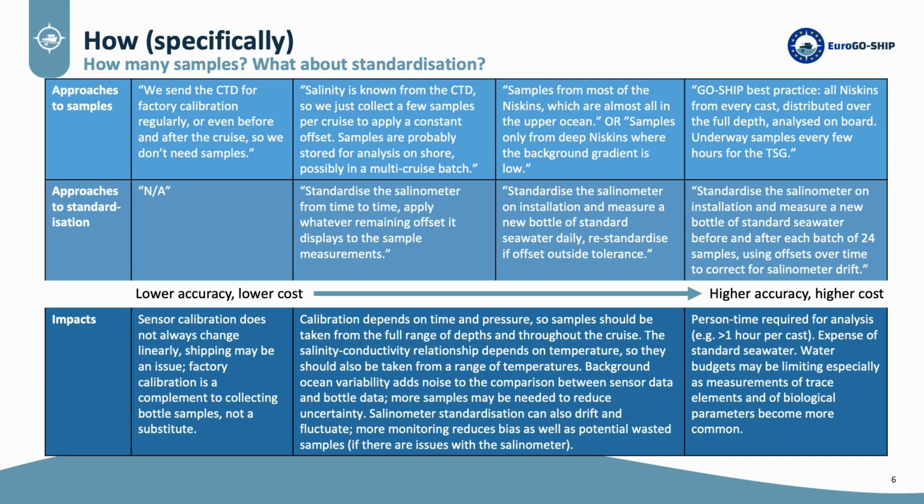This can give very high quality, low uncertainty data, but it is expensive in terms of buying standard seawater. It takes quite a bit of someone's time to run that many samples, and especially as ocean biology becomes part of routine observations, there may not be enough water in every Niskin for all the parameters you want to measure.